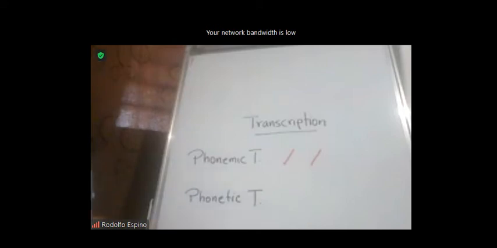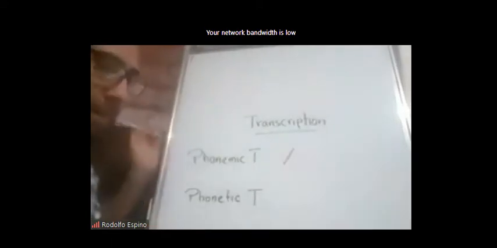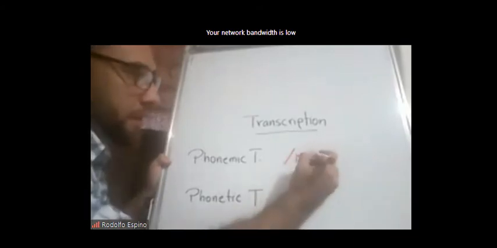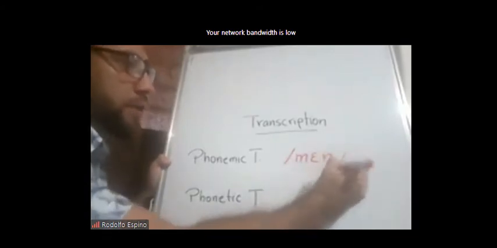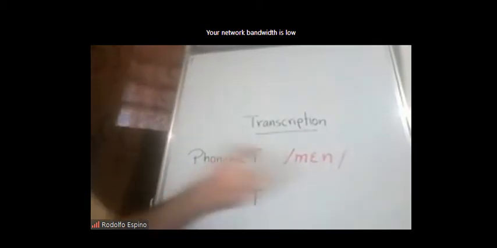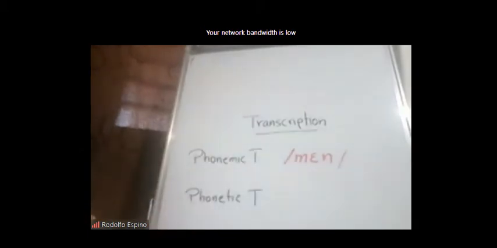Okay, so if you hear, for example, the word men, you will be transcribing the sounds that you hear, right? M, E, N. So in this case, you will be doing something like this. Those are the three sounds that you hear in the plural form of man, which is men, right? So you hear that and you transcribe those three sounds.